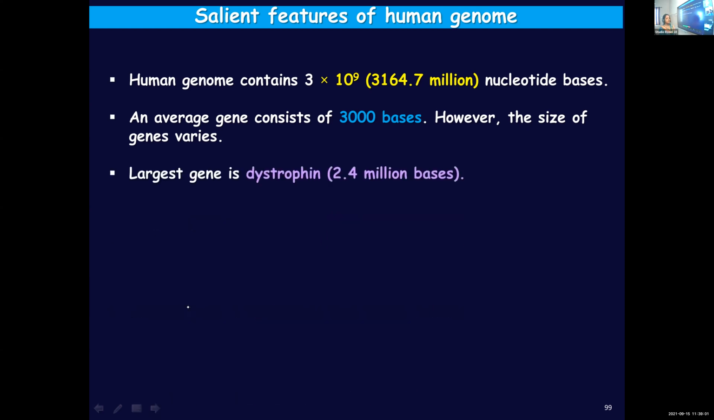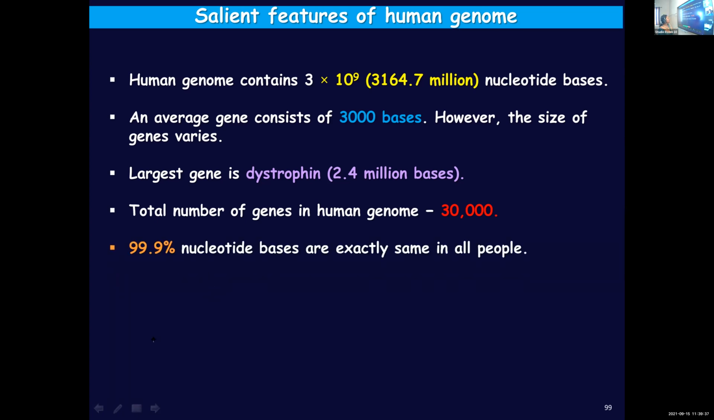These are the information which they collected from carrying out the project. The largest gene is dystrophin. Dystrophin has 2.4 million bases, whereas on an average, I said 3000 bases are present in a gene. Depending upon the length of the gene, the number of bases present also can differ. So the largest gene is known as dystrophin, 2.4 million bases. The total number of genes in the human genome is 30,000.